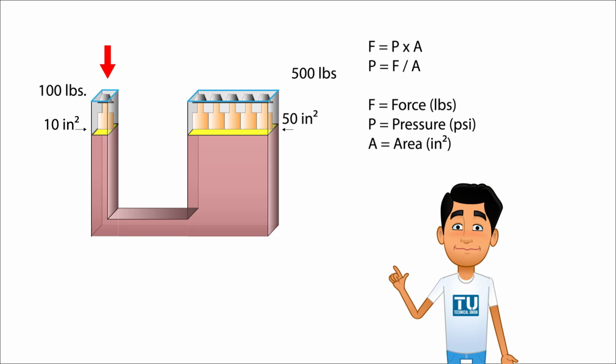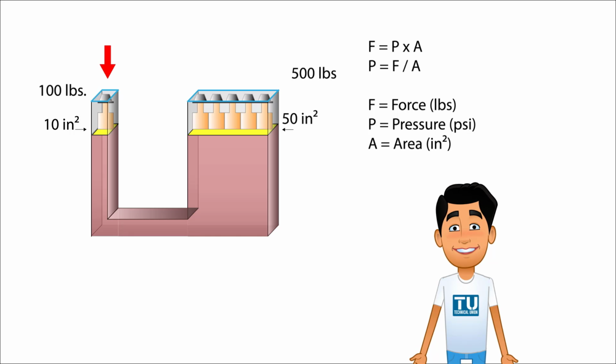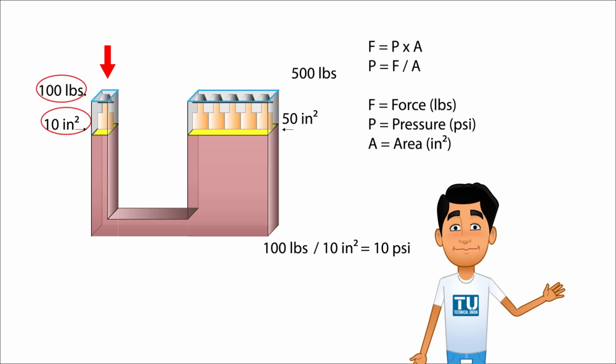Consider the hydraulic formulas of F equals P times A, or P equals F divided by A, in which F equals force measured in pounds, P equals pressure measured in pounds per square inch, and A equals area measured in square inches. If we have 100 pounds of force divided by 10 square inches, it will be equal to 10 psi.